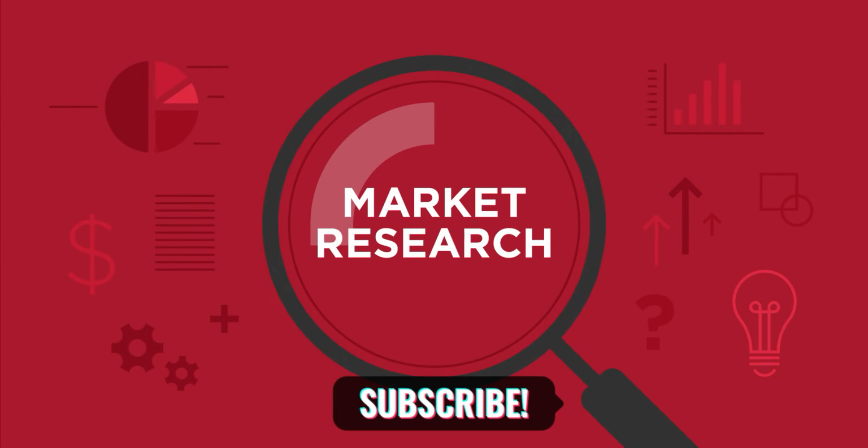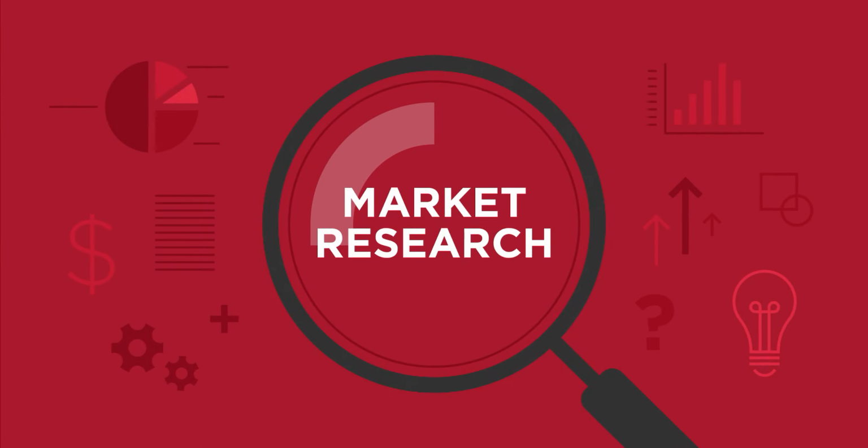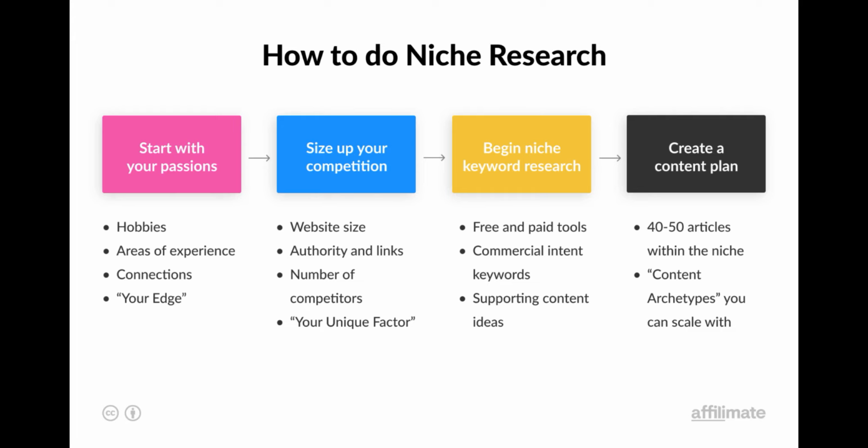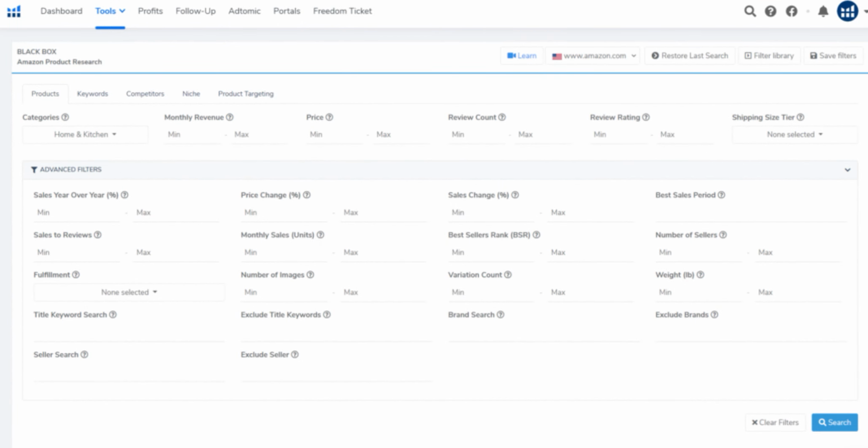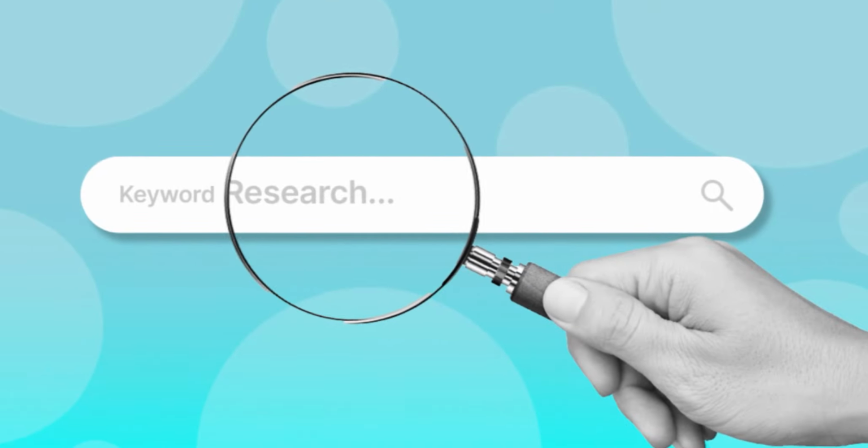Market research. Start by researching product categories and niches that interest you or have a high demand. Consider using Amazon's own bestseller lists, Google Trends, or dedicated market research tools like Jungle Scout or Helium 10 to identify trending products.